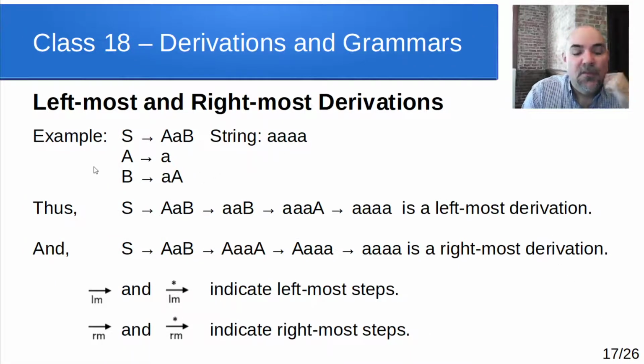So here, for example, is the grammar. S produces aAB. Notice this is not linear because we've got two variables, one on the left, one on the right. And we have A produces aA.